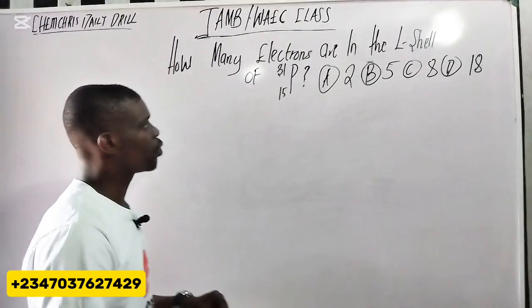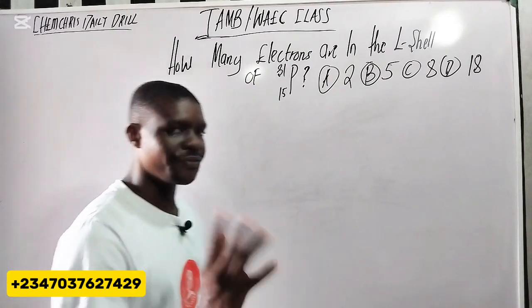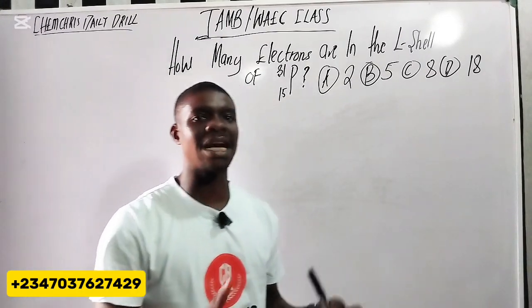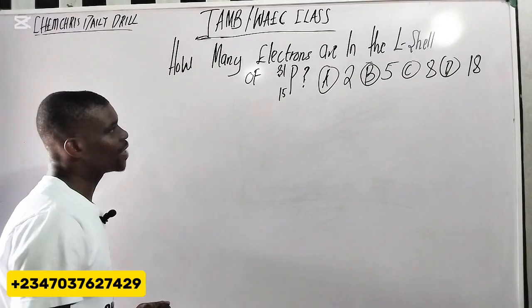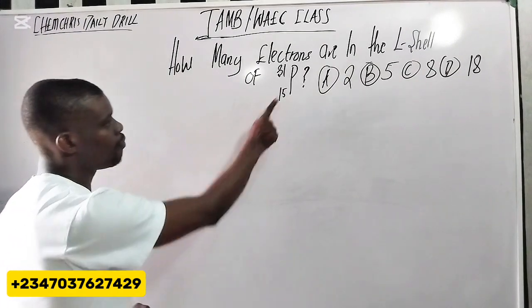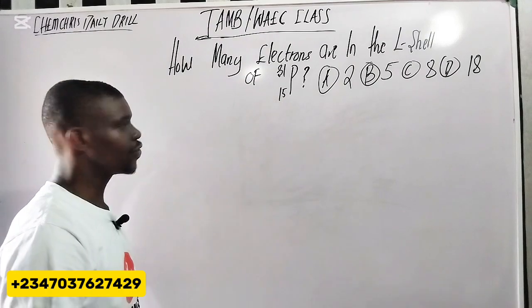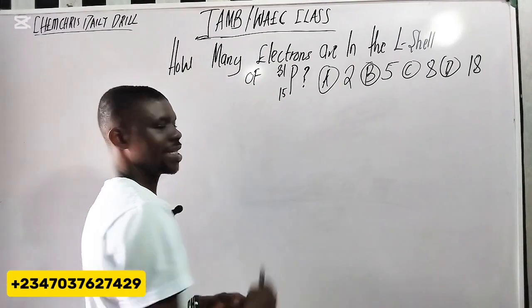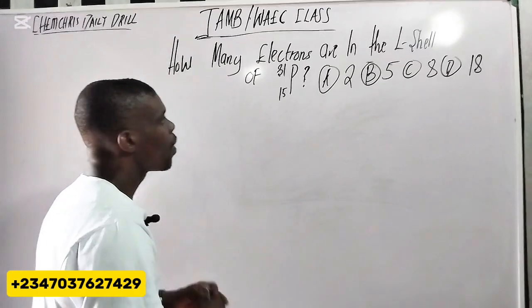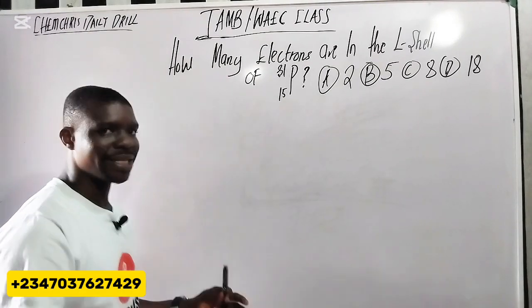So we have this question on the board, which is chemistry. A large majority of students fail this type of question, and I really want to use it to explain for you. Please pay close attention. How many electrons are in the L shell of phosphorus? Phosphorus has 31 as the mass number and 15 as the atomic number. So how many electrons are in the L shell? Now let me break it down for you.